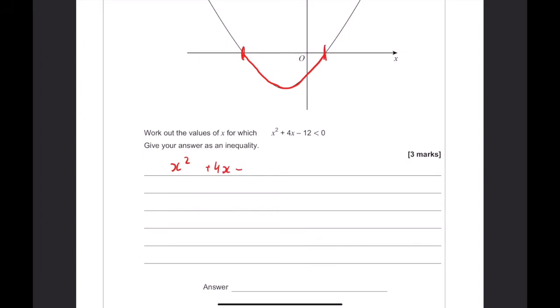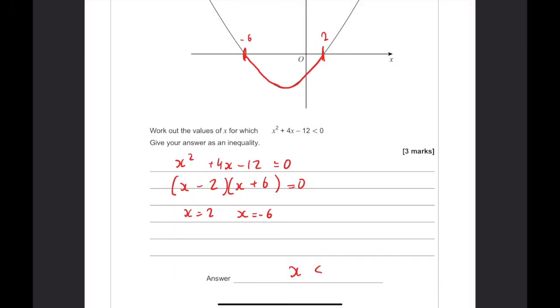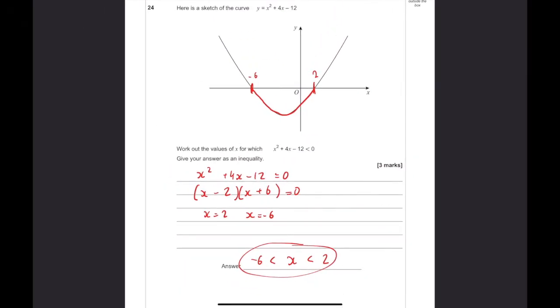So if we set this equal to 0, we can factorise this, and we're going to have (x + 6)(x - 2) equal to 0. So the x values are going to be 2 and minus 6. So this is 2, this is minus 6. So basically x is going to have to be less than 2, but greater than minus 6, as one single interval.